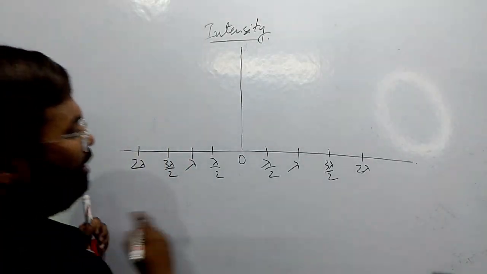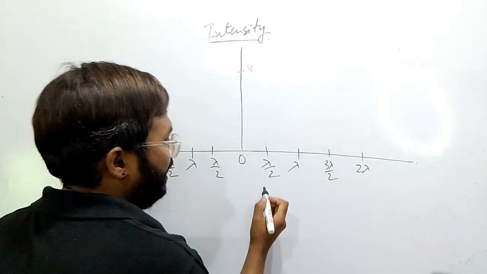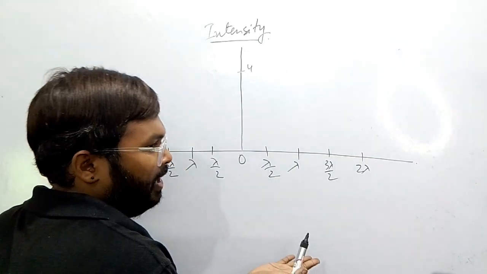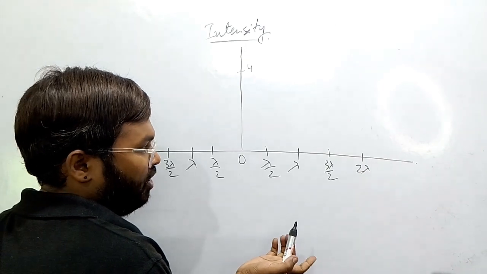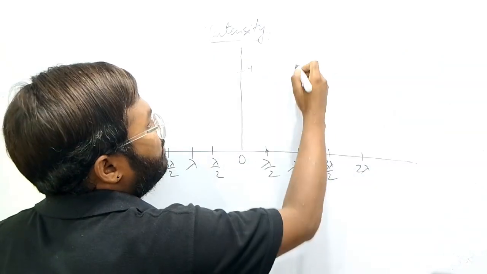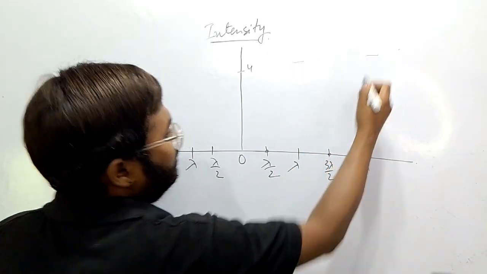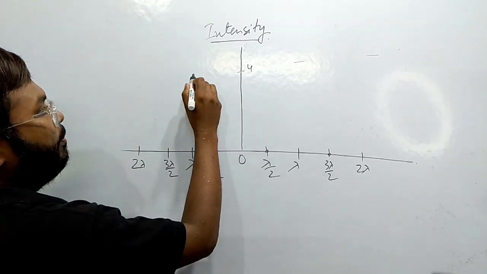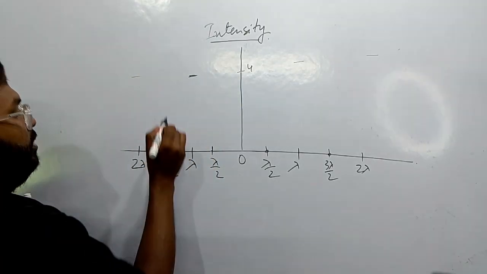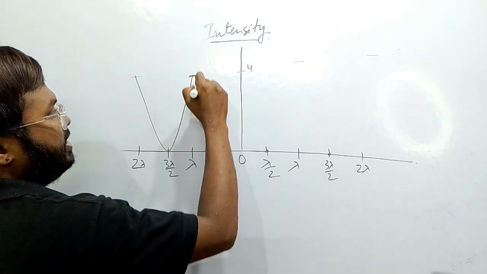So when I was having maxima, suppose this is 4. When I was having maxima, I was having 4. When I was having minima and dark range, I was having 0. So this is minima, this is maxima, this is minima, this is maxima, this is minima, this is maxima, maxima 4, this is minima, this is maxima. So here I will have a pattern of this type.